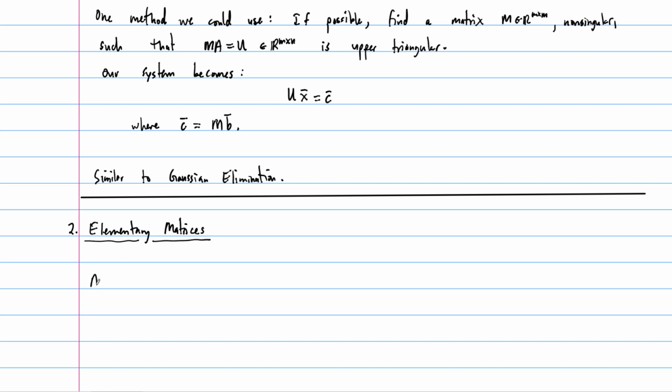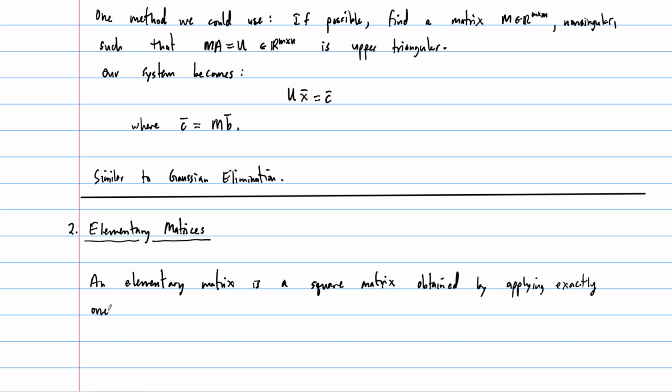Here's the definition. An elementary matrix is a square matrix. Square means the dimensions are the same: rows and columns are the same. It is a square matrix obtained by applying exactly one elementary row operation, which we talked about in a previous lecture as well.